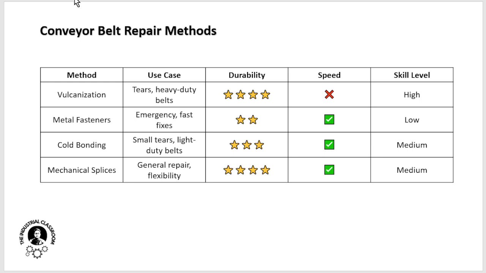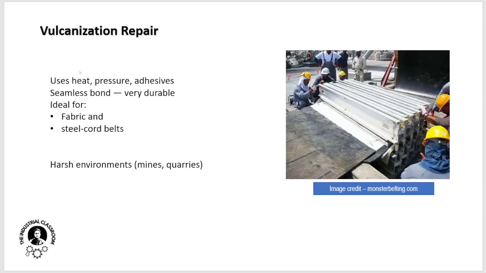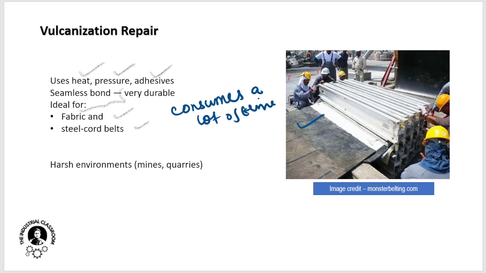These are the four methods that we generally use in our industry, and all other methods come under these only. First method is vulcanization, where we use hot pressure. It uses heat, pressure and adhesives, and it is very durable, very ideal. It is convenient for both fabric and steel cord belts. But remember, why don't we do it every time? Because it consumes a lot of time. Hot joint consumes a lot of time. It requires skill. So in case of urgent jobs, we don't do this.